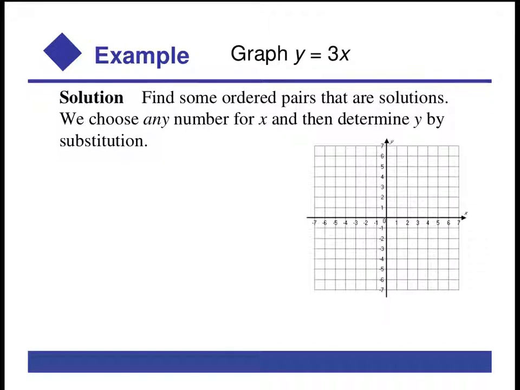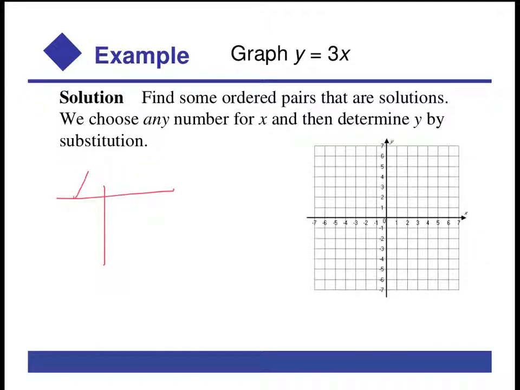So we're going to find some solutions to the equation as ordered pairs. We're going to choose any number for x, and then determine y by substitution. It's sort of like a t-chart. I usually start at 0 for one number, and then I do 2 on either side of 0. So really that gives me 5 points, and it just works better for me that way. So I create what's considered a t-chart.